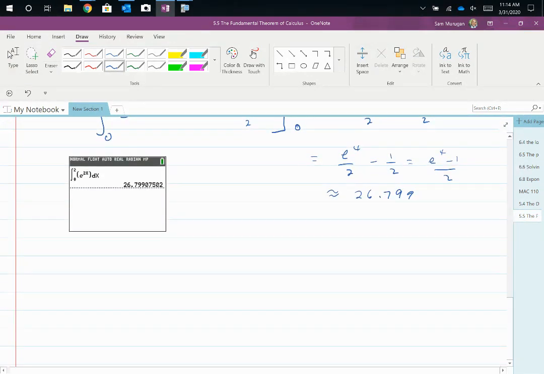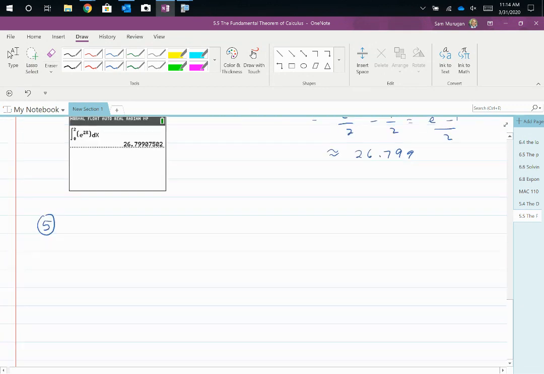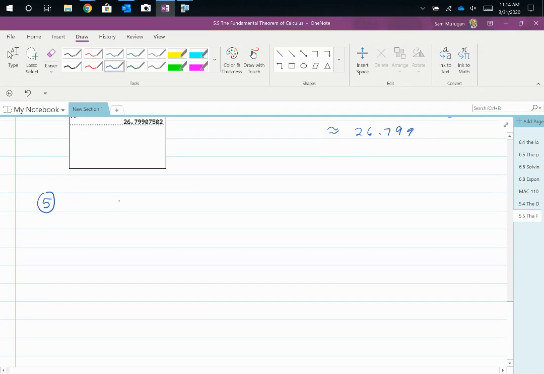All right, moving along here, we've got question 5, which is the integral between 2 and 1 of 2x plus 3 dx. So integrating here, I have 2x squared over 2 plus 3x between 2 and 1, which is x squared plus 3x between 2 and 1.